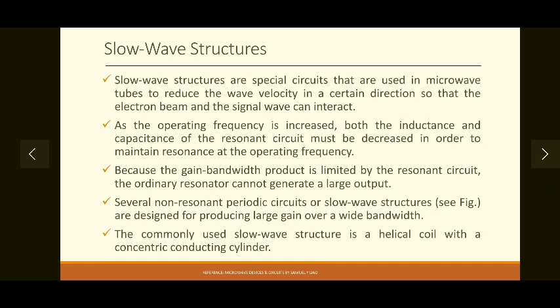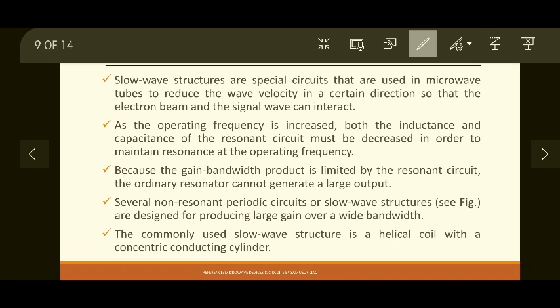So why are these called slow wave? These structures are used to reduce velocity. For example, if a person is traveling in a straight line, then they can run at a faster speed. But the same person, if they have to run through a different path, like a zigzag path or circular path or helical path, then their speed or velocity will be reduced. The same concept is applied here.